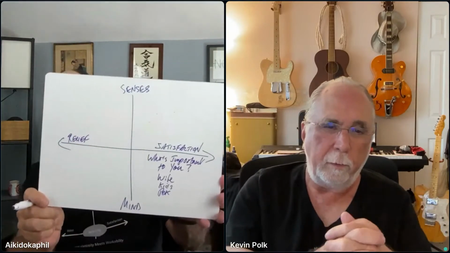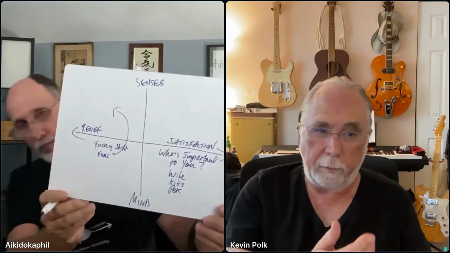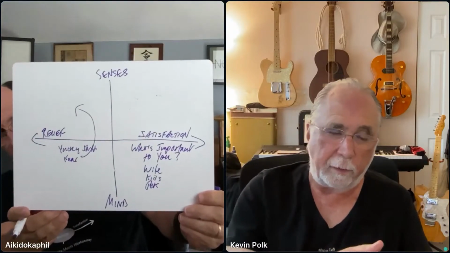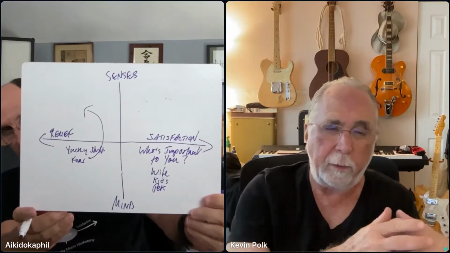Now the first round of it is who's important to you. Let me put that in the lower right. It's just that: who's important to you, and you write it down, like your wife or your kids or something. In the lower left quadrant, that's yucky stuff like fear and pain. And in the upper left, there's behaviors that you do to get relief from the fear and the pain. So you see how the arrow goes there.